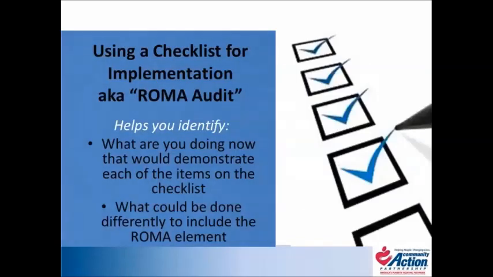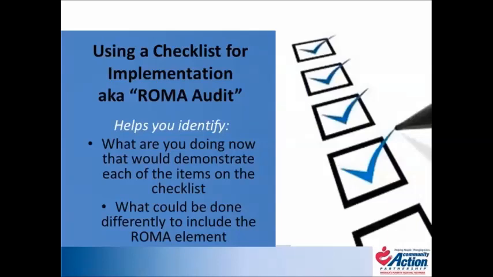So implementing ROMA introduces this concept of a ROMA audit, and it uses a checklist process. It helps to identify what you are doing now that would help demonstrate each of the items on the checklist, and then what could be done differently to include the ROMA element. And so finding out this current status, this is how we actually determine what our needs are. Then we can identify what we want to see change, and from there make that plan.